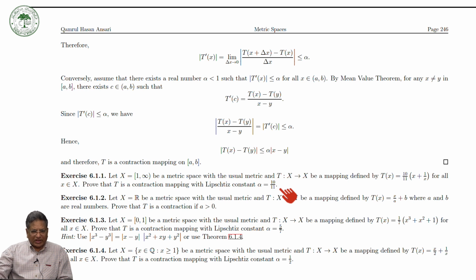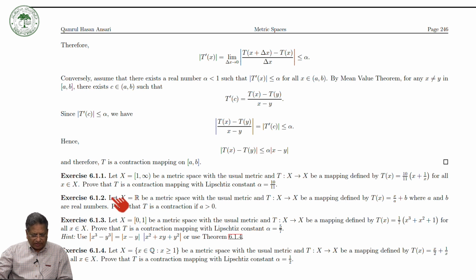Now you can see that you have this function. This is your interval, and keep in mind this is your metric space with the usual metric. We have to prove that T is a contraction map. The question is whether we can apply the previous theorem here or not. Number two, what will happen if we take it without 10 upon 11, if Tx is equal to x plus 1 upon x, will T even then be a contraction map? Try this one and I will give you the answer.